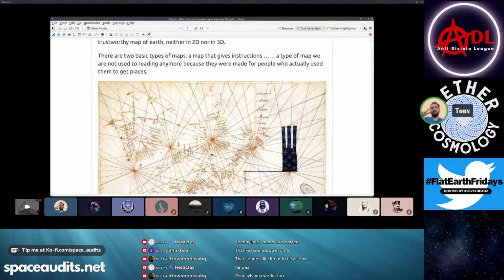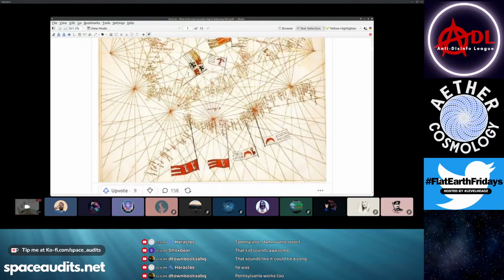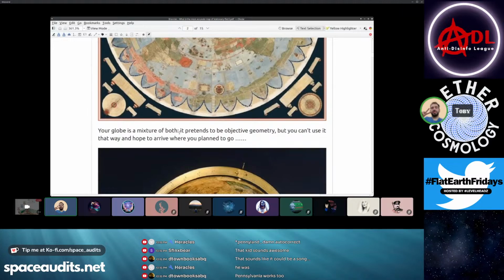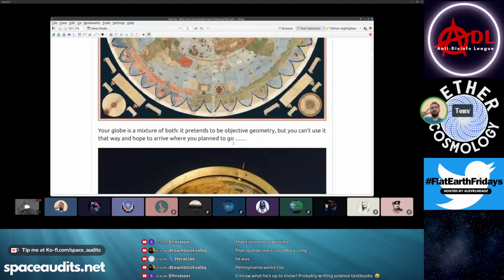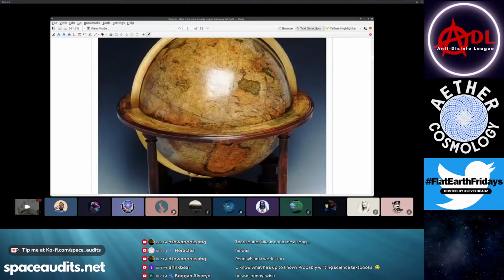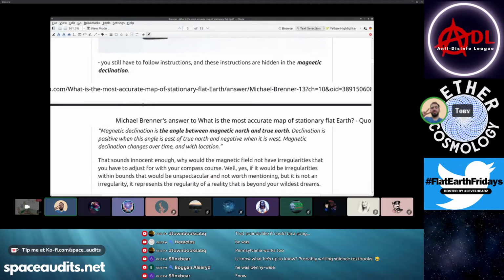There are actually two types of maps: a map that gives instructions, a type of map we are not used to reading anymore, because they were made for people who actually use them to get places. Your globe is a mixture of both. It pretends to be objective geometry, but you can't use it that way and hope to arrive where you planned to go. You still have to follow instructions, and these instructions are hidden in the magnetic declination.